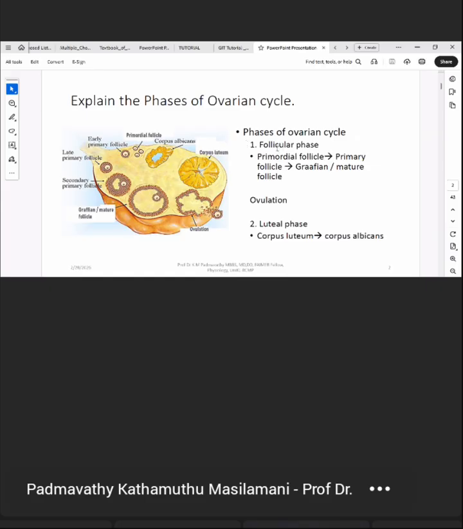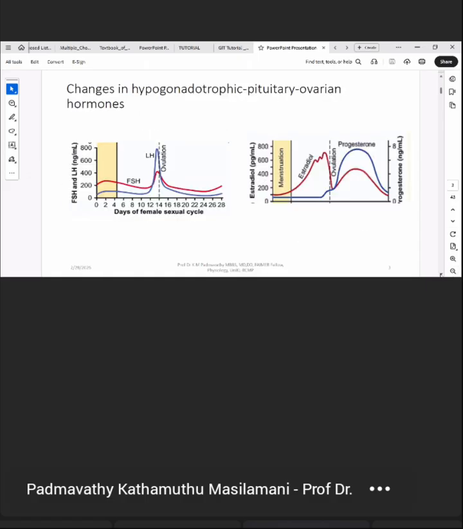The initial phase is the follicular phase, then ovulation. After ovulation is the luteal phase. The follicular phase is the maturation of the follicle: primordial, primary, and the Graafian follicle is the mature follicle. Then the luteal phase is the formation of the corpus luteum. Okay, so that is why it is the luteal phase. So this is very important.